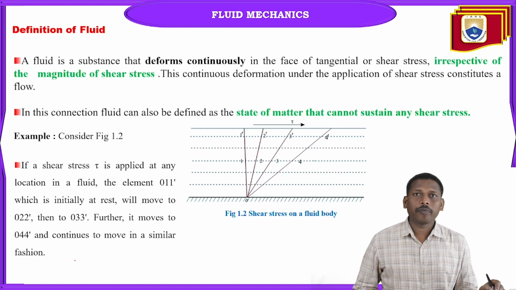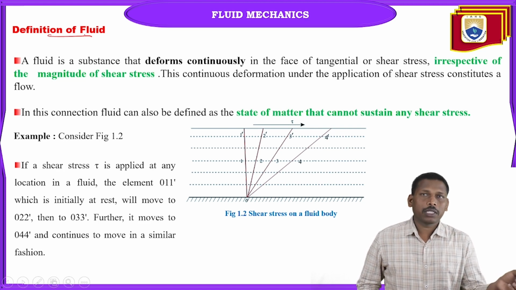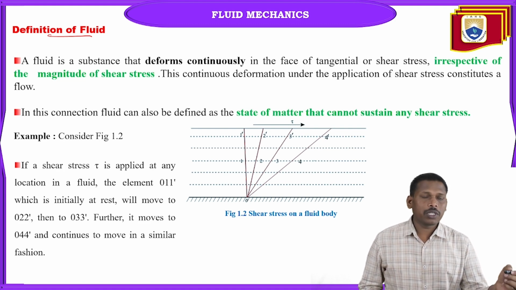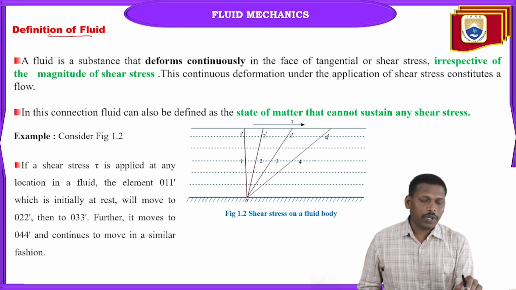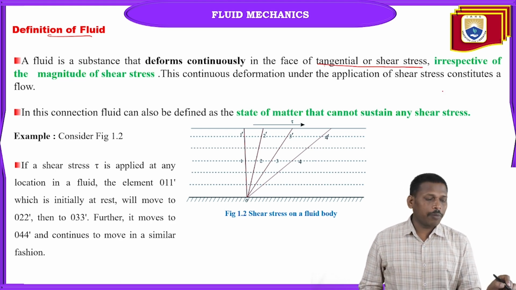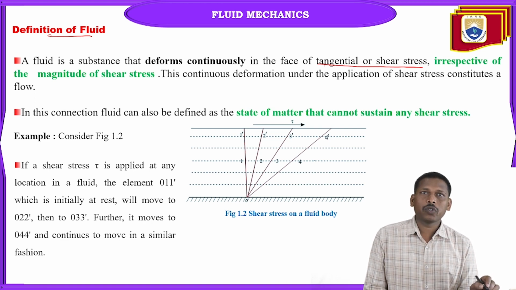Shear stresses. So coming to the basic definition of the fluid. As of now we discussed that a fluid is a substance which deforms continuously, and a fluid may be a liquid as well as a gas. The basic definition of a fluid is a substance that deforms continuously in the face of tangential or shear stress, irrespective of the magnitude of the shear stress. It deforms continuously, and this continuous deformation under the application of shear stress constitutes a flow.